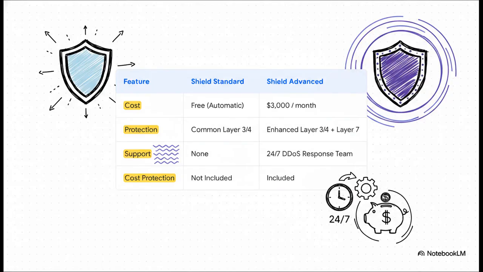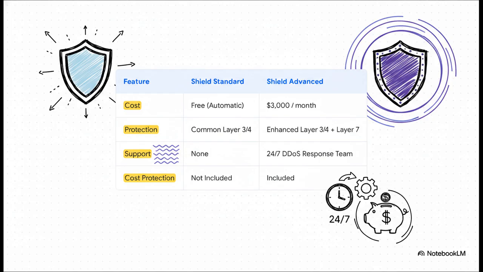Okay, pay attention here because this is a huge exam topic. You absolutely need to know the difference between the two tiers of Shield. First up is Shield Standard. This is what you get for free with every AWS account. It's automatic, and it protects you from the most common layer 3 and 4 attacks, those big network flooding ones.